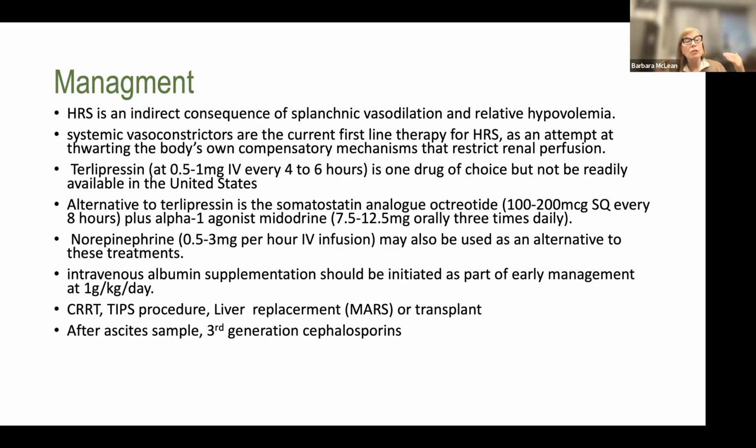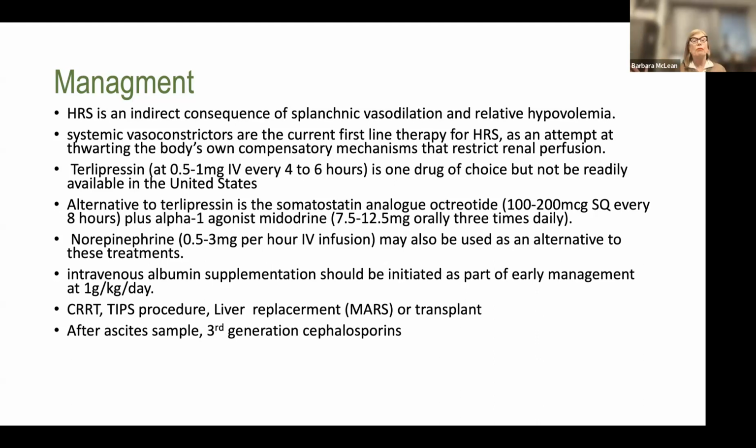Terlipressin is the drug of choice. You should know whether or not your formulary carries it. Our formulary does carry it. Okay, it can only be given IV here in the United States. Okay. IV albumin supplementation should be initiated as part of early management.